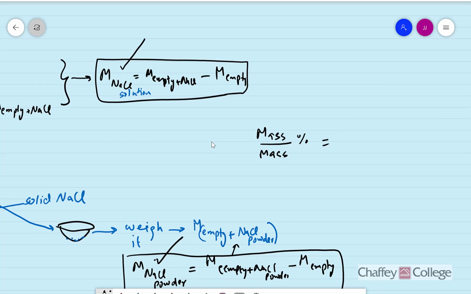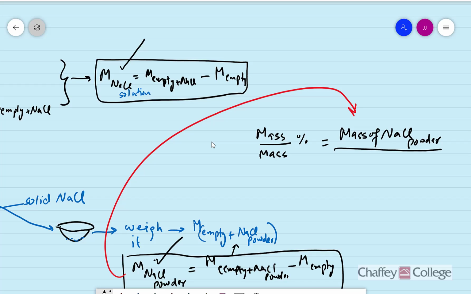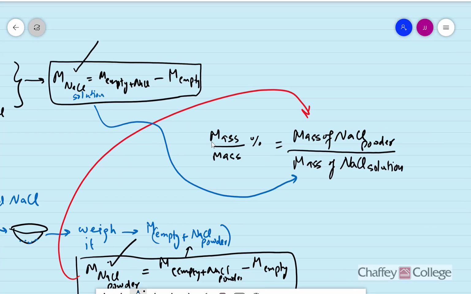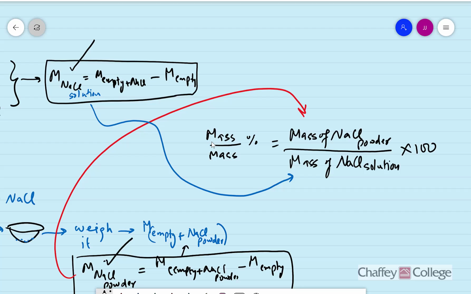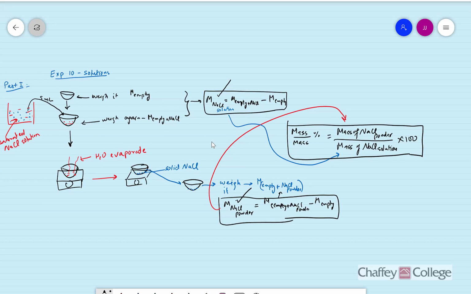So this is equal to the mass of NaCl powder, which came from here, divided by the mass of NaCl solution, which we measured in the beginning. So this number goes here, multiplied by 100. This formula will give me the mass over mass percent of NaCl. So that's part number one.